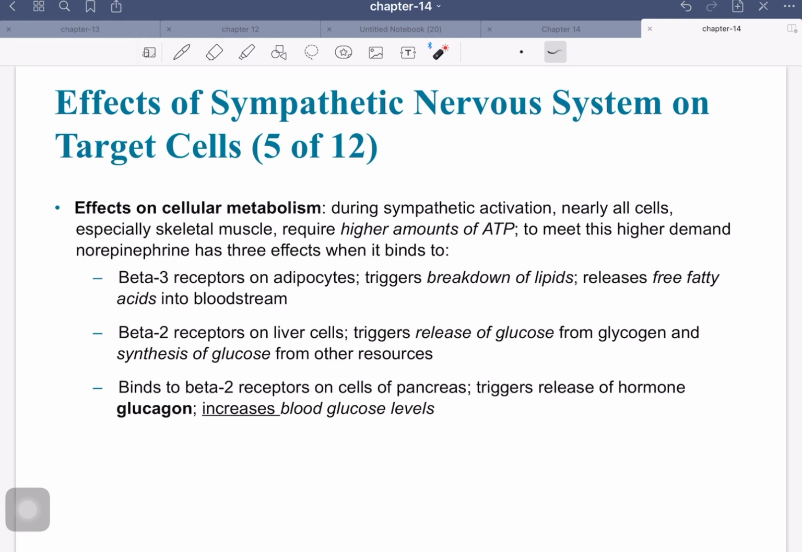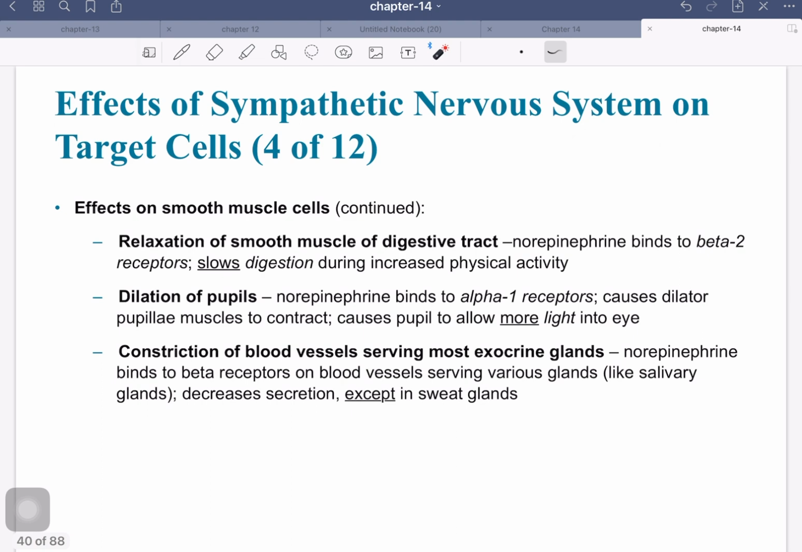In this video, we're going to carry on our discussion of the effects of the sympathetic nervous system and really start to focus in on the target cells. So when we're looking at the sympathetic nervous system, in the previous video, we had walked our way through some of the effects on things like smooth muscles.